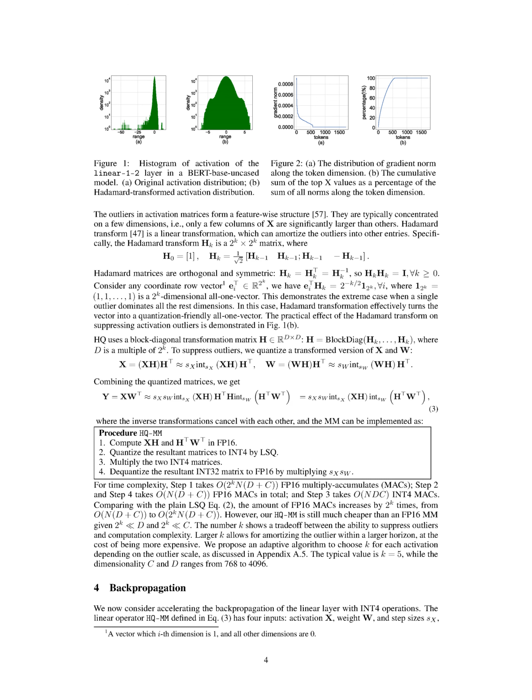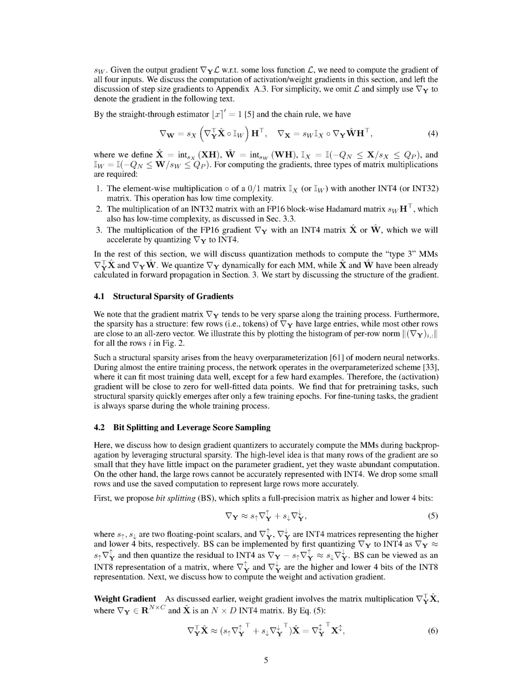using int4 operations. The linear operator, represented by HQM in equation x, not given, has 4 input elements: the activation, represented by x, weight, represented by w, and step sizes represented by s_x and s_w. If we consider the output gradient in relation to a particular loss function, L, we need to determine the gradient for all 4 inputs. This section focuses on the computation of activation, weight gradients, and we'll be discussing the step size gradients later in the appendix.